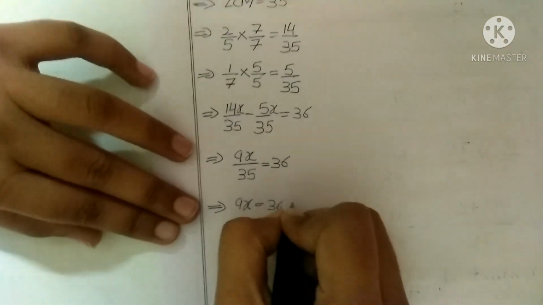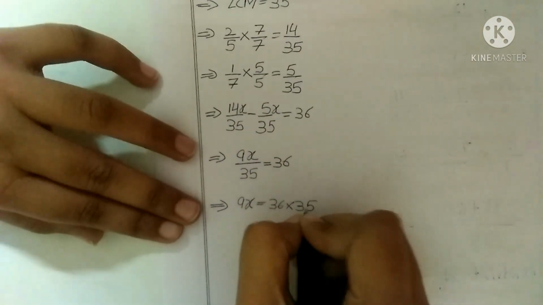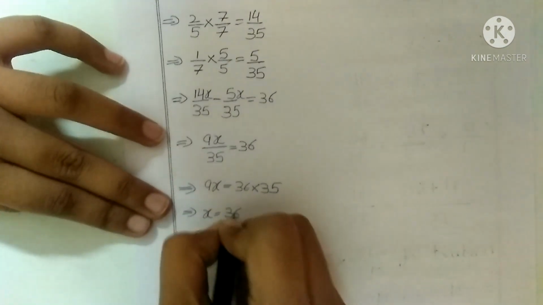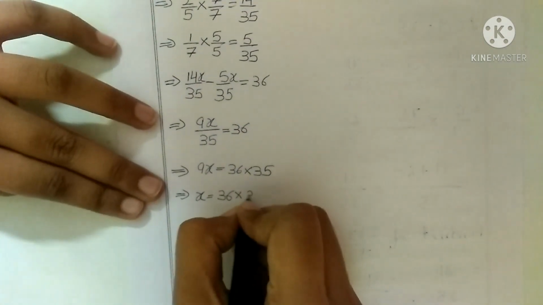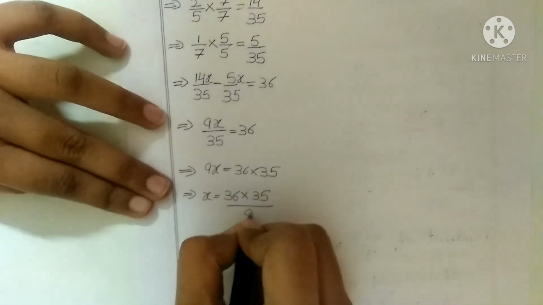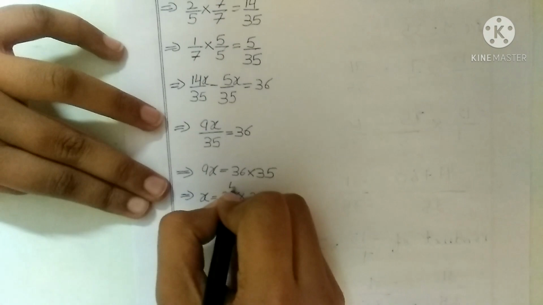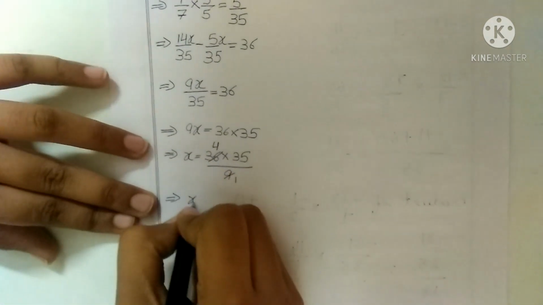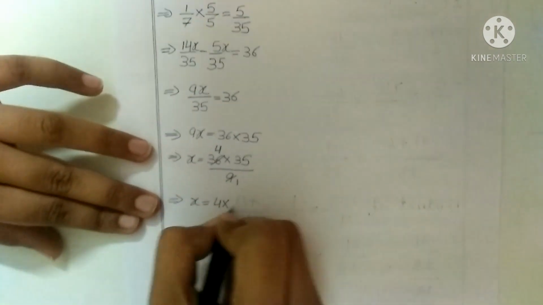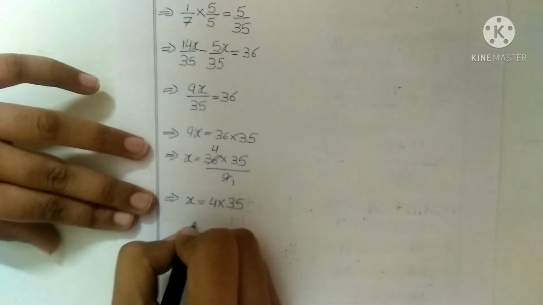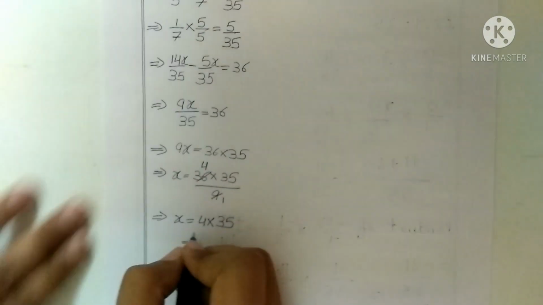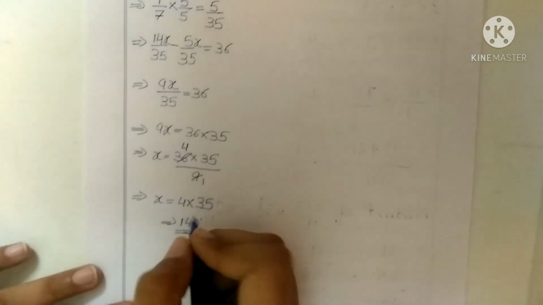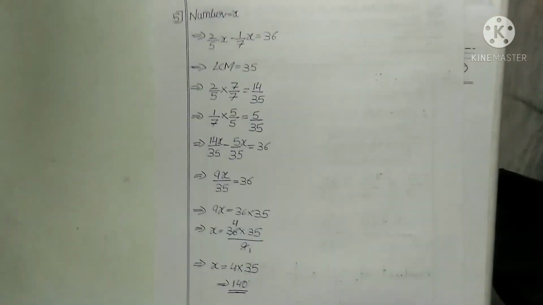Now we should multiply 9x, that is equals to 36 into 35. And transposing 9 to the other side we get x equals to 36 into 35 by 9. Now here we can calculate 9 fours are 36. So now we can cancel. Now x equals to 4 into 35. Now x equals to 140. So the answer is 140.